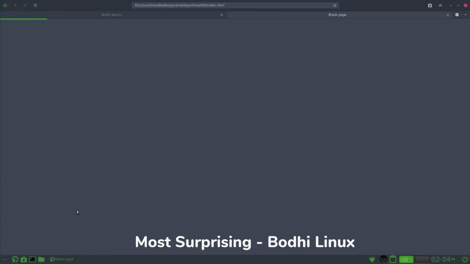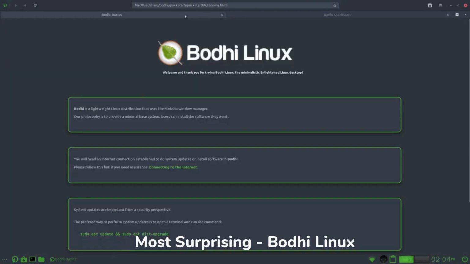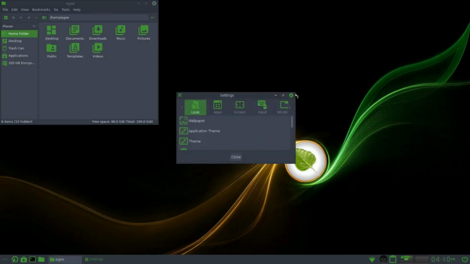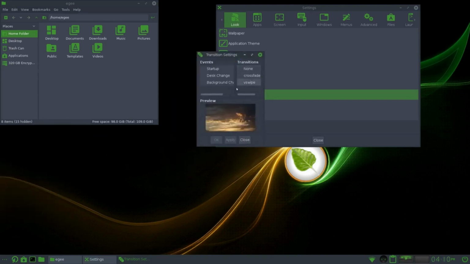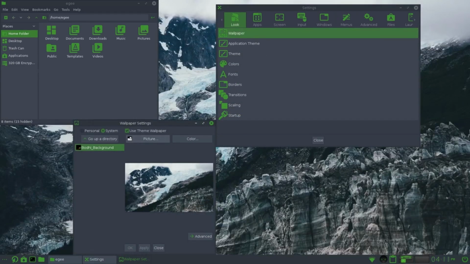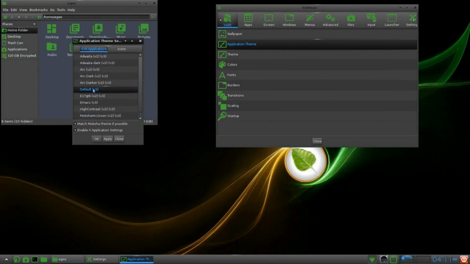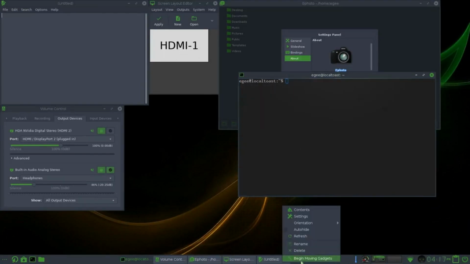Most Surprising: Bodhi Linux. I don't even know where to begin with this one. Just watch the episode and you'll see why it's so surprising. It's based on Ubuntu, uses components from Mint, and uses its own desktop environment. It got the highest FPS scores of all of the distros reviewed by a healthy amount, is actively developed and maintained, and hardly anybody knows about it, let alone uses it.